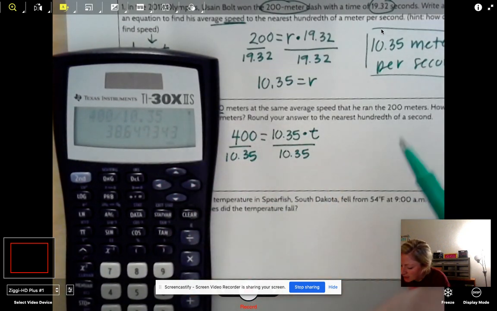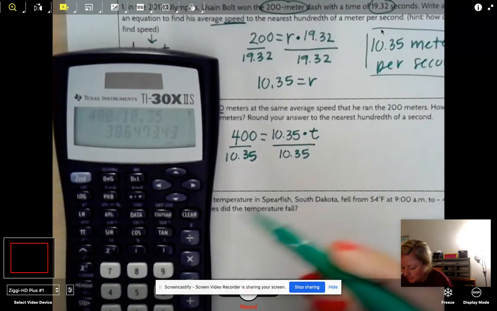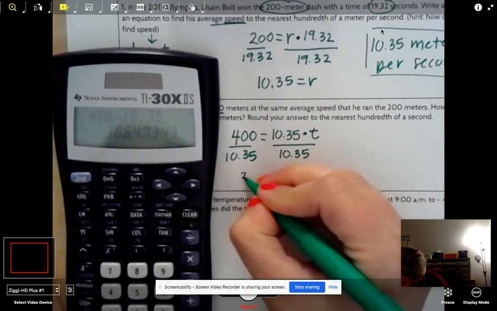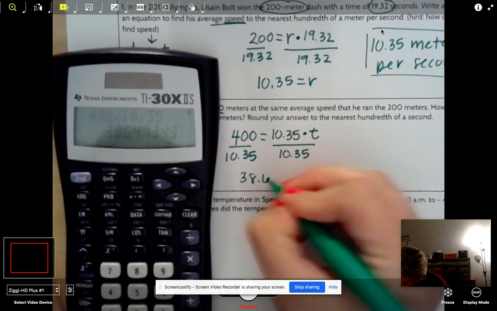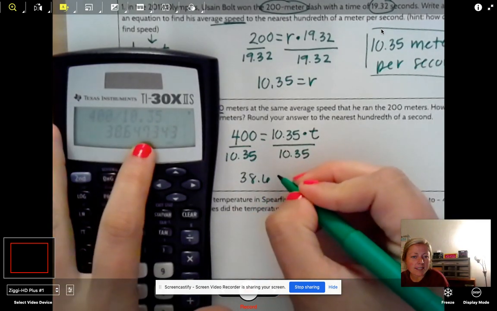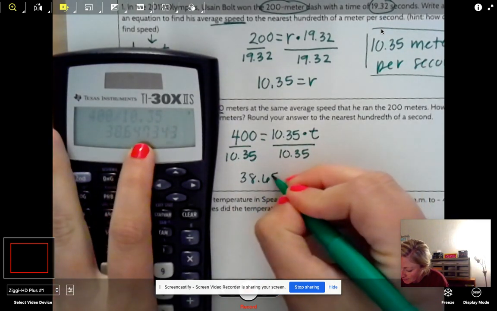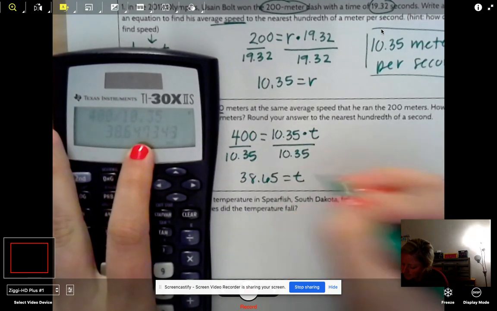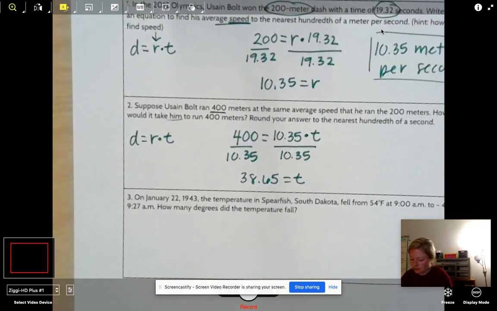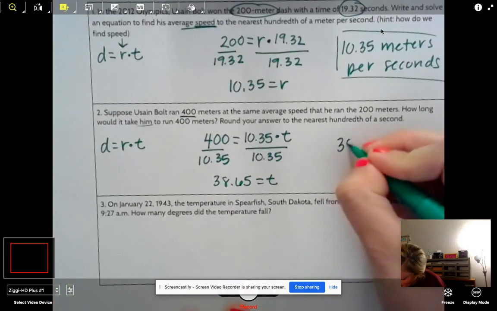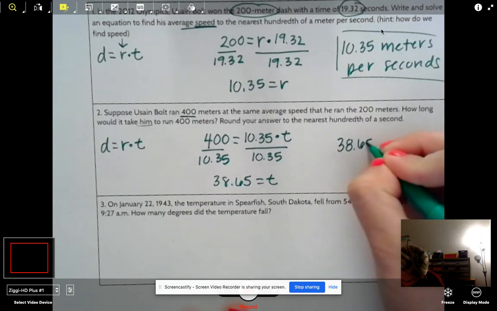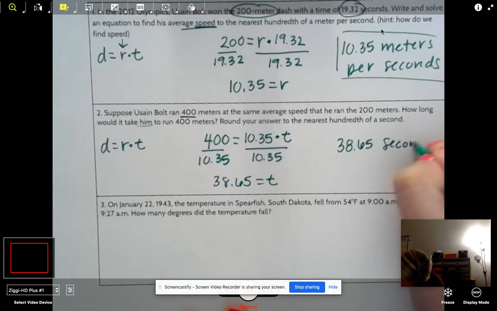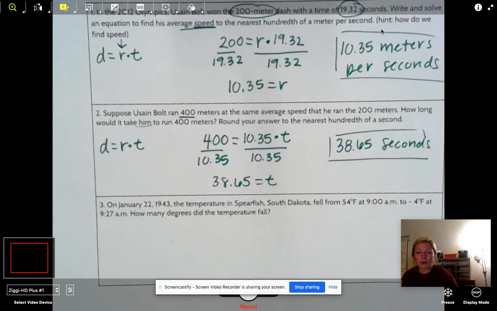And rounding to the hundredth of a second, so that's 2 decimal places, we find that 38.6, I have a 4, but a 7's behind it, so I'm going to round up to 5, equals time. So it took him 38.65 seconds to run one lap around the track, or a quarter mile.